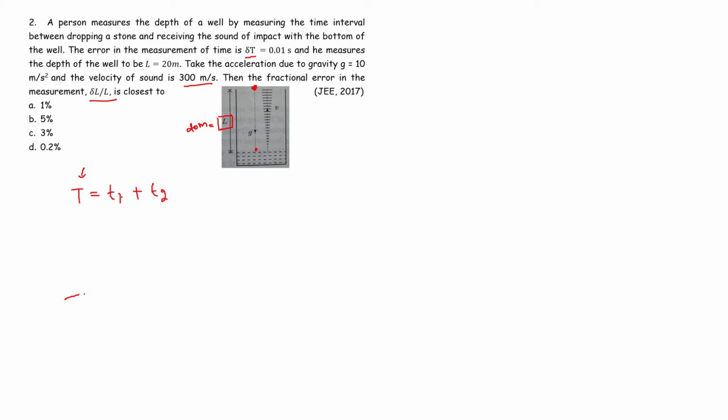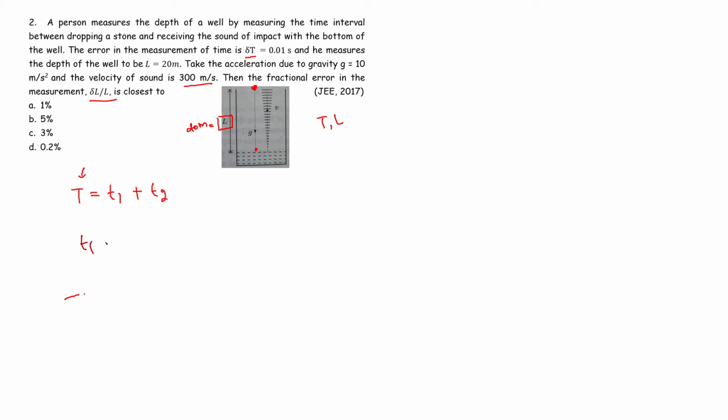From this question we are clear that we have to establish a relation between time and length, or the depth of the well, and from this, when we calculate the error, we are going to get the differential or the fractional error in the length. But how do we do that? It's quite simple actually. We can measure T1 and T2 separately. Let's do that first.